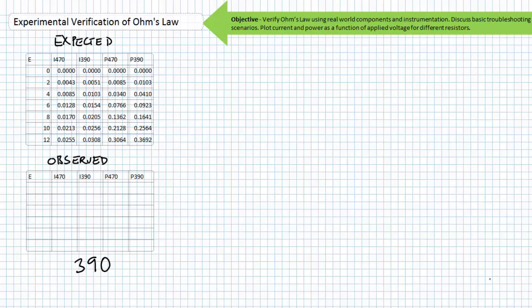The only task remaining for us is two graphs. We need to plot our observed current as a function of our observed voltage, and we need to plot our observed power as a function of observed voltage, and then use these two graphs to verify our earlier hypotheses.